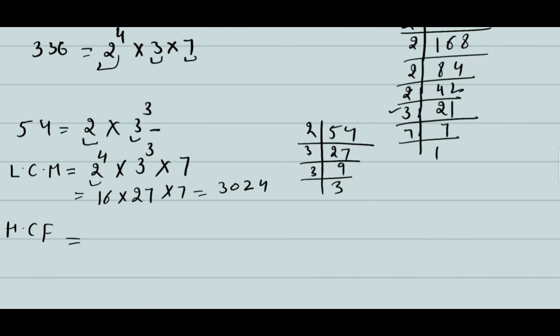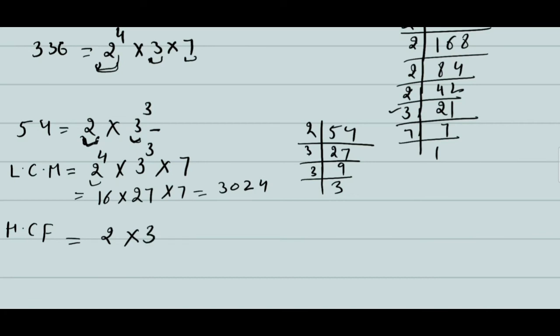For HCF we have to see the common factors and the smallest power of the common factors. So here we have 2 raised to power 4. Here also we have 2. So we'll take the smallest power of 2, which is 2. Again here we have 3 and 3 raised to power 3. So the smallest power for this factor is 3.